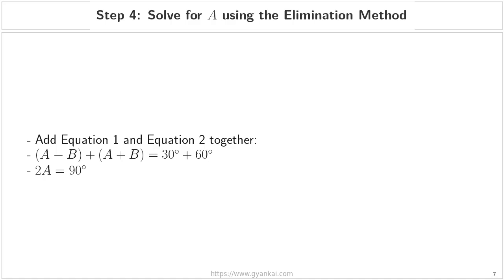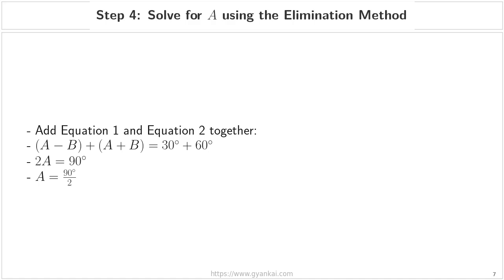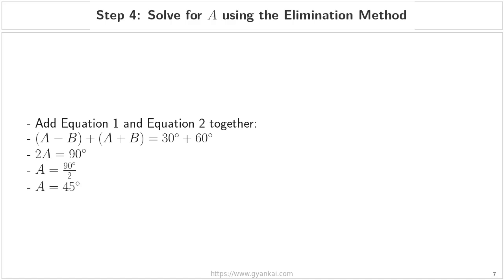This simplifies our equation down to 2a equals 90 degrees. To isolate a, we simply divide 90 degrees by 2, which results in a equals 45 degrees. We have now found our first angle, and in the next slide, we will use this value to find the value of b.